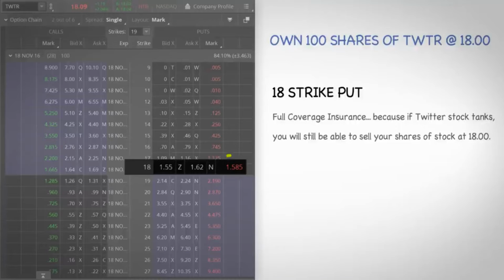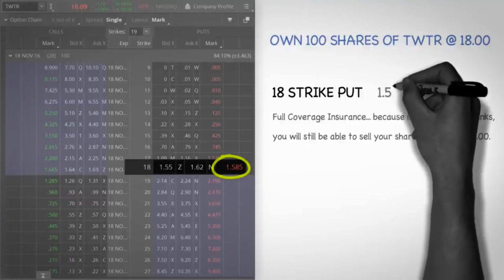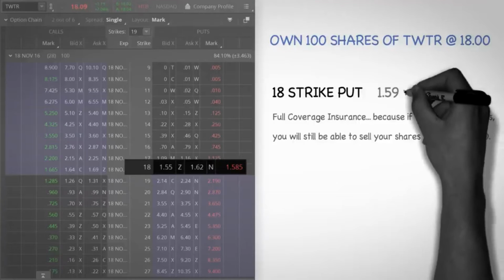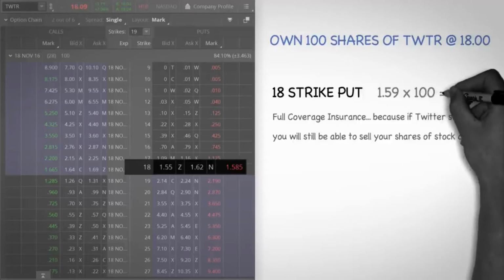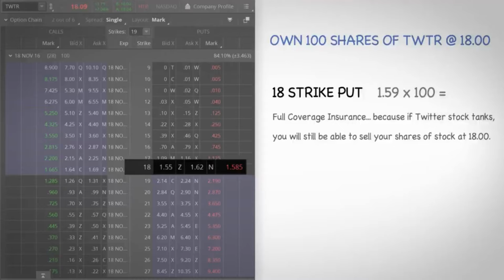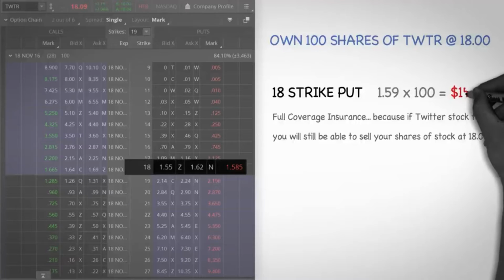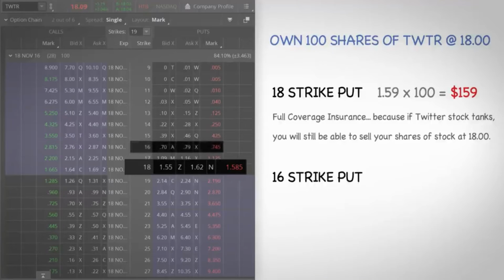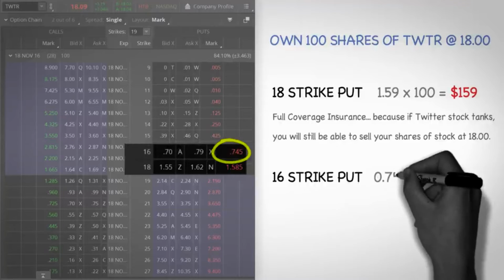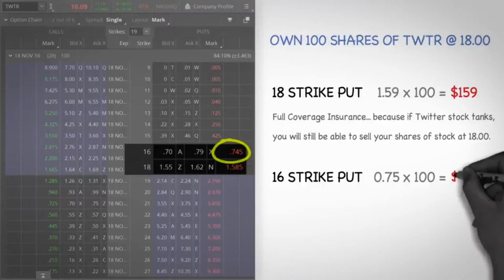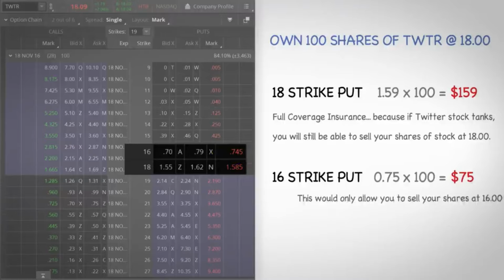And looking at the option pricing, you can see that it would cost around $159 for the 18 strike put option. And of course, multiply that by 100, and the cost of one contract of this 18 strike put option would be about $159. Now, if you were to buy the 16 strike put instead, you can see that it would cost you much less money. It would cost around $75 for one contract. The reason it's cheaper is because it would only insure $16 per share worth of your investment rather than the full amount of $18 per share.